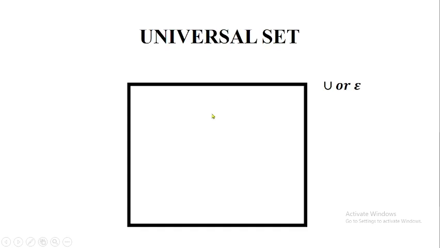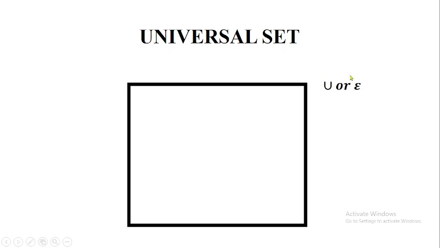Now, when it comes to Venn diagrams, I told you we are going to be using diagrams, pictorial representations of sets. So anytime you see this rectangular box you are seeing on the screen right now, it represents the universal set. So anytime you are drawing a Venn diagram and you want to talk about the universal set, you are going to draw a rectangular box.